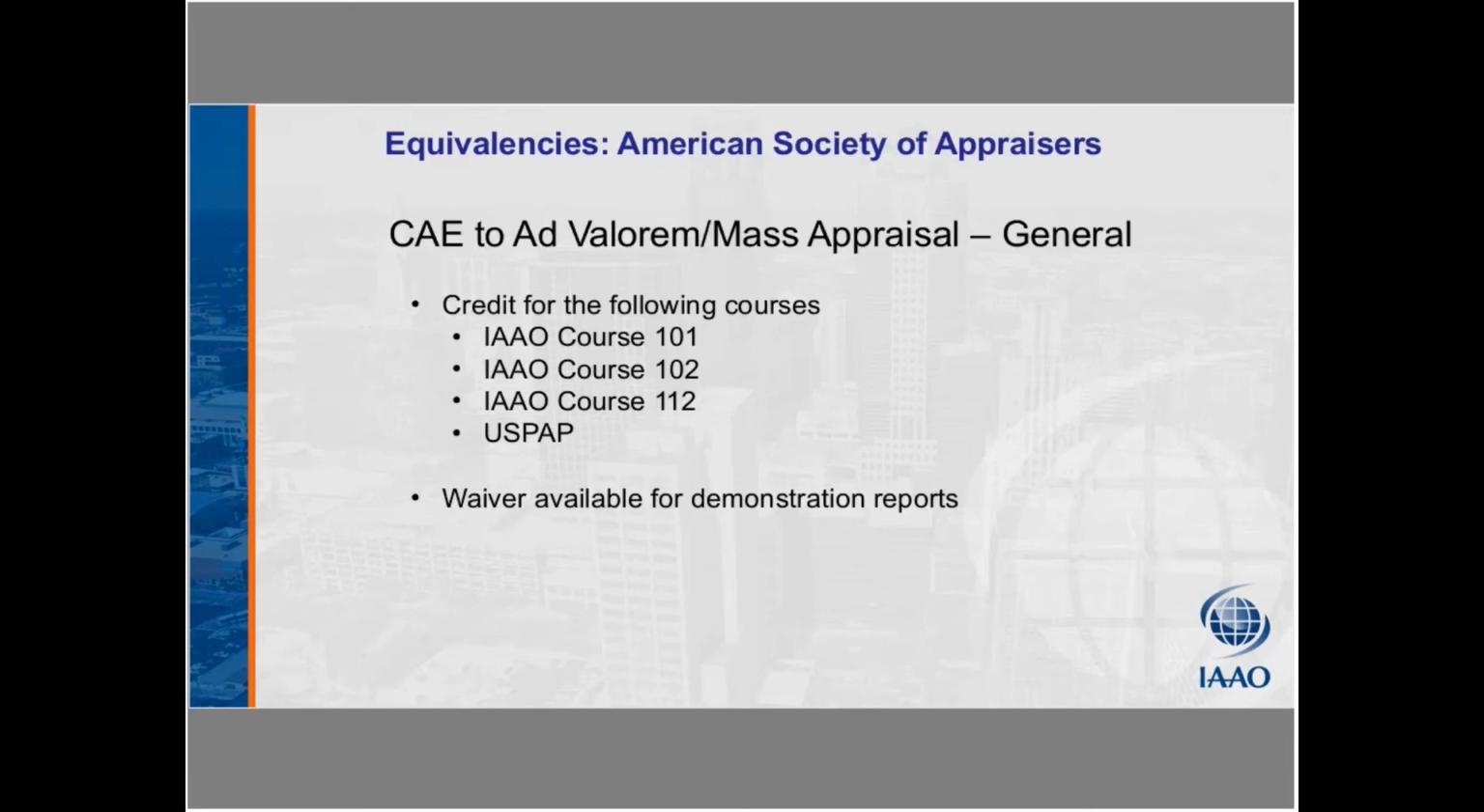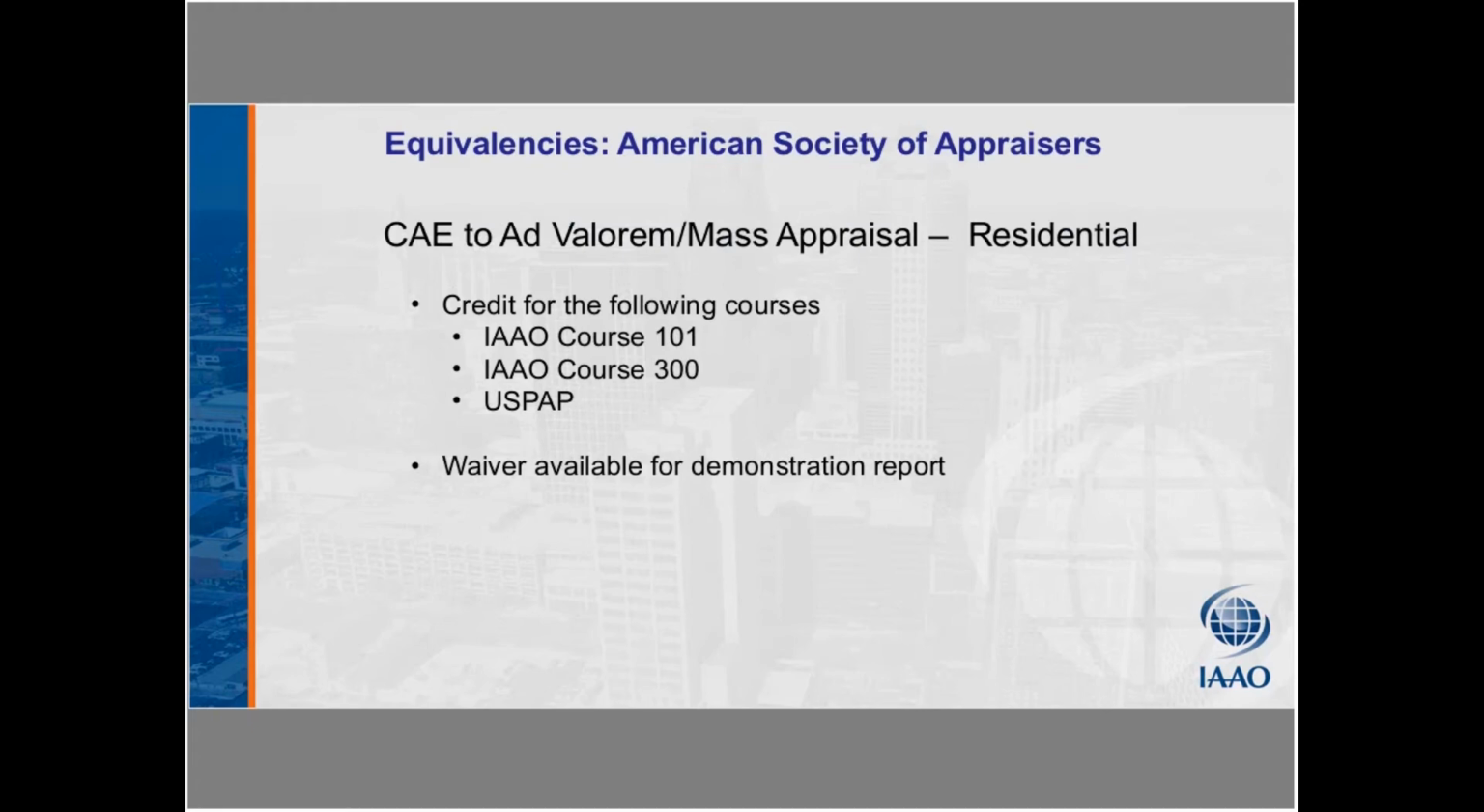The American Society of Appraisers is another association that we have identified that offers education we believe is similar to that of IAAO. So you have the CAE to the Ad Valorem Mass Appraisal General, which is their real property designation. You would receive credit for the courses that are single property in nature, USPAP, and then a waiver for the demonstration reports. The next one is the CAE to Ad Valorem Mass Appraisal Residential. Once again, single property courses to include 300, and you would also receive waivers for your demonstration report.